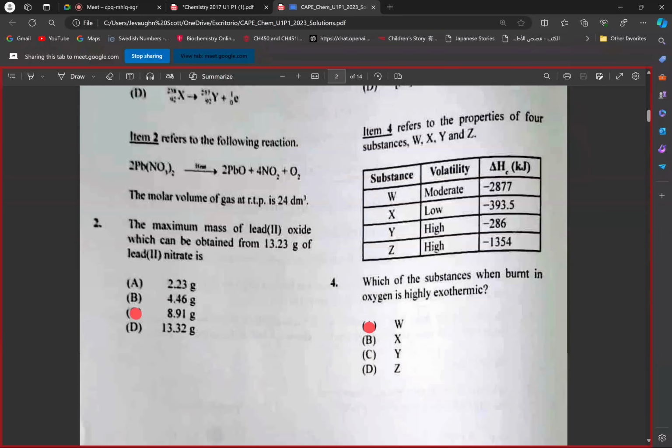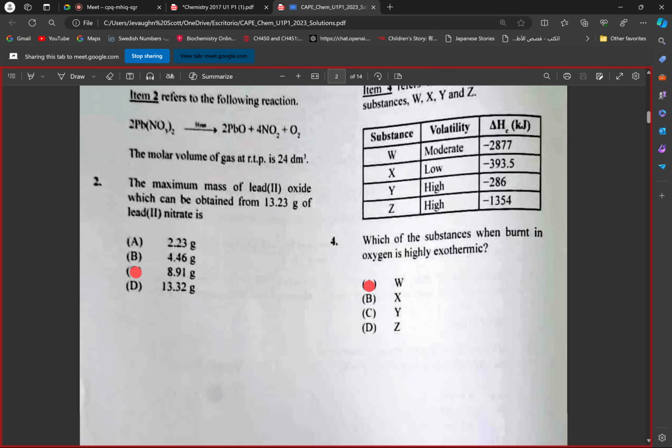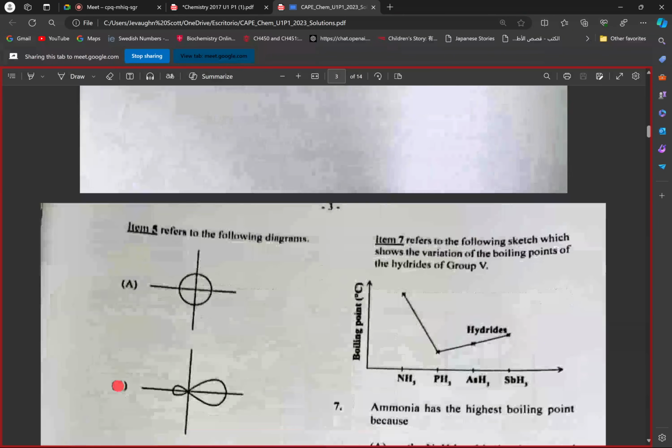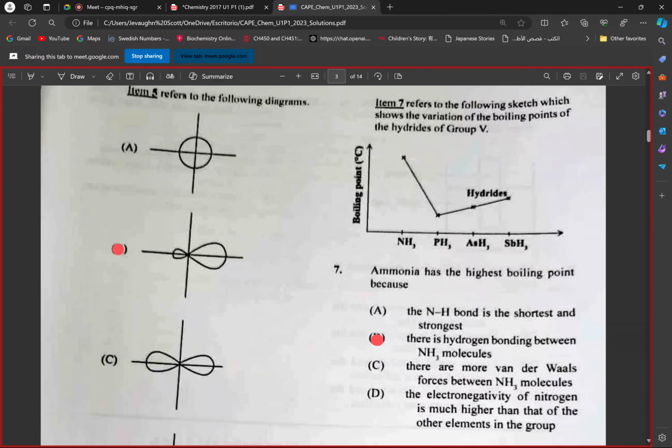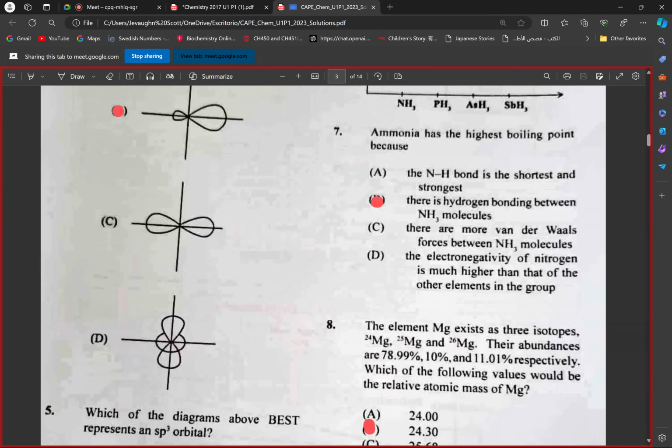Number four, which of the substances, when burnt in oxygen, is highly exothermic? Aren't we just looking for the value? I think this question is an insult. The answer would be A, right? The one with the most negative value there.